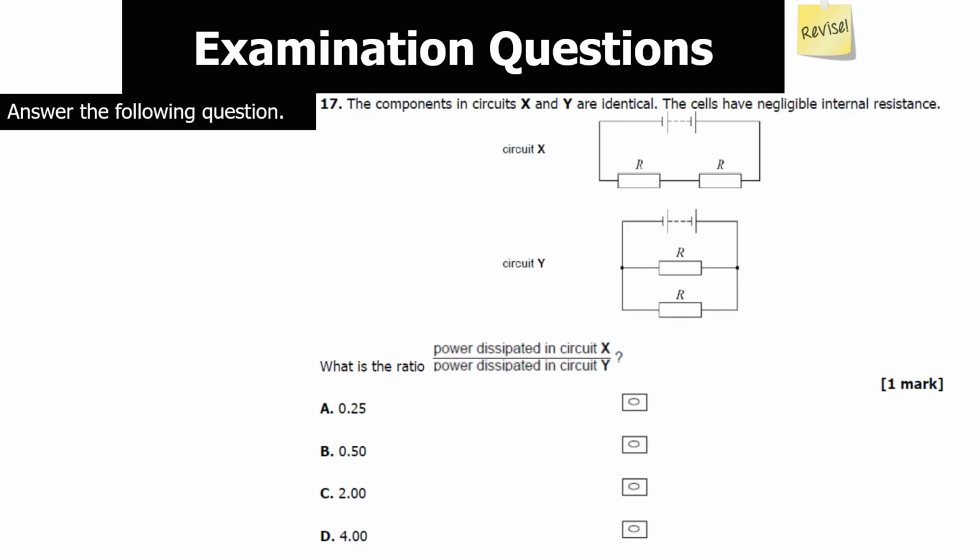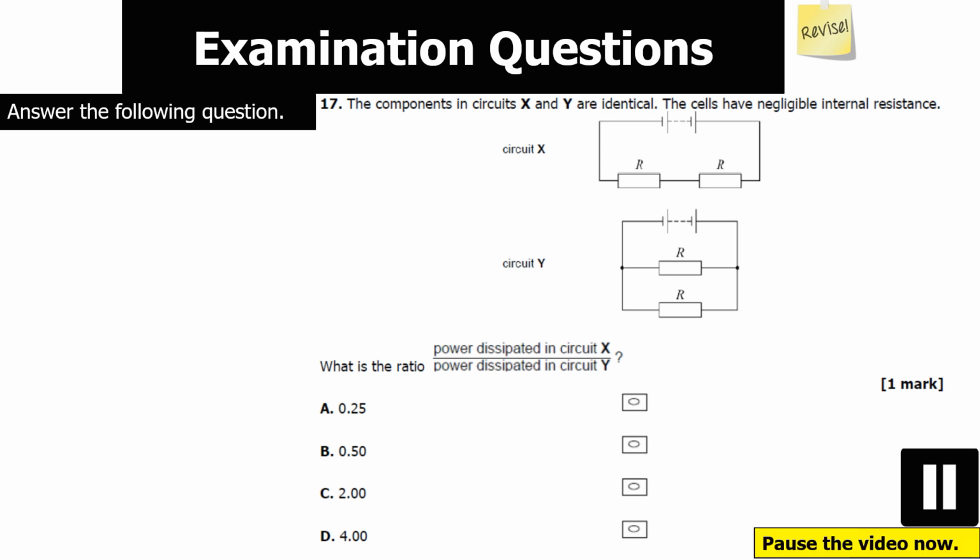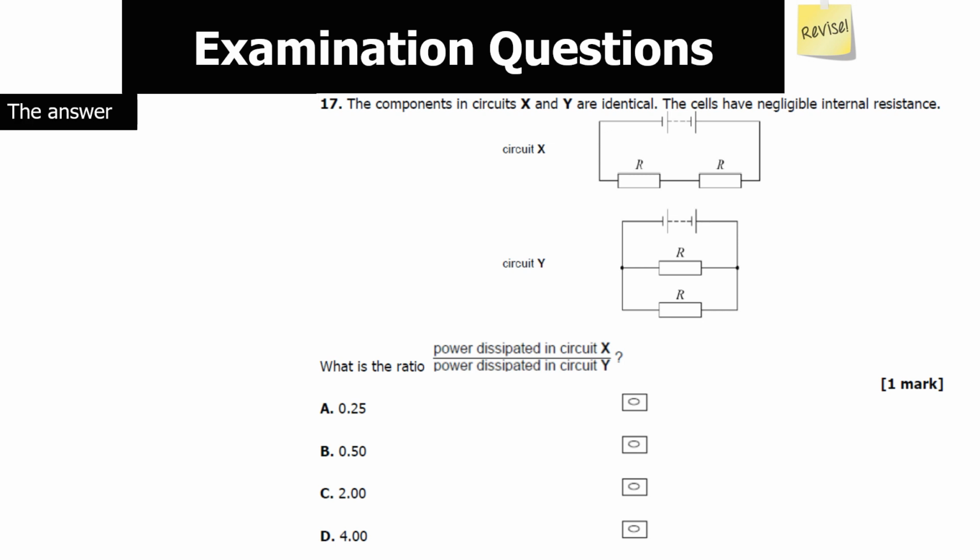The next question says, the components in circuits X and Y are identical. The cells have a negligible internal resistance. What is the ratio of the power dissipated in circuit X compared to the power dissipated in circuit Y? So pause the video now, then unpause the video when you want to go through your answer. Right, so how do you answer this question?